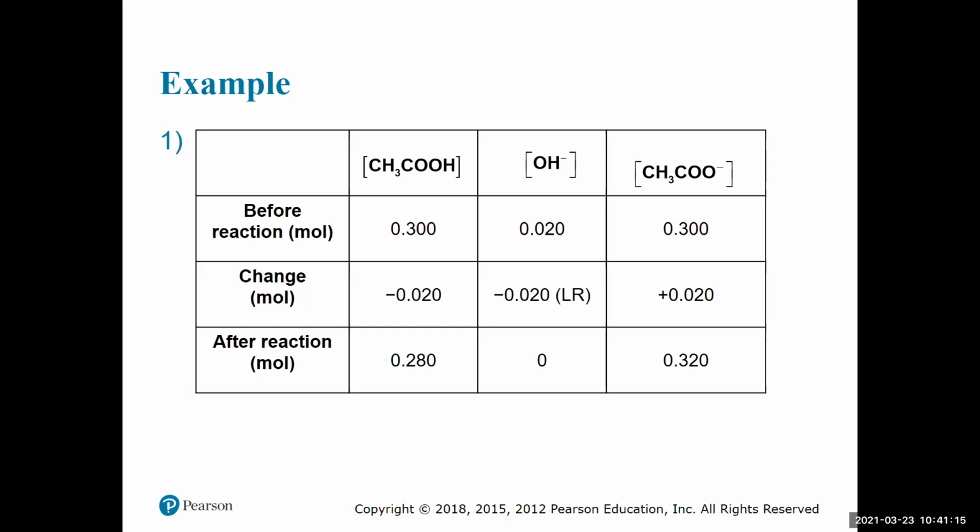The hydroxide, we said if it's a strong acid or strong base, it's going to get all neutralized. So in this case, we started with 0.020 moles, and now we're going to use up 0.02 moles, so we list that as negative 0.02. The LR stands for limiting reagent. As we've talked about limiting reagents in the past, that's the one that's going to get used up totally. There's not going to be anything left.